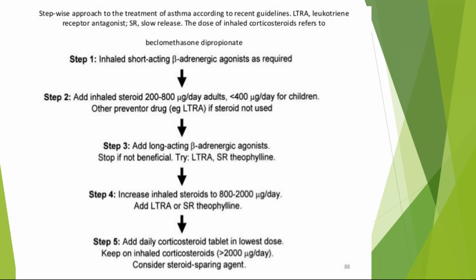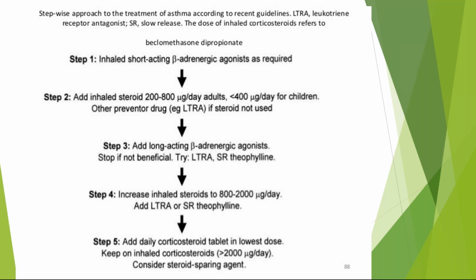Even if the patient is not controlled with this beta-2 adrenergic agonist, then we will go for theophylline, sustained release theophylline, or leukotriene receptor antagonist. Even if the patient is not controlled with these drugs, then we will go to inhaled steroids. We will increase the dosage of inhaled steroids.